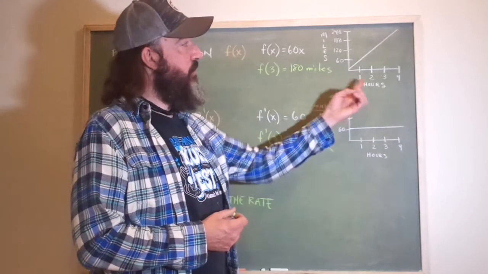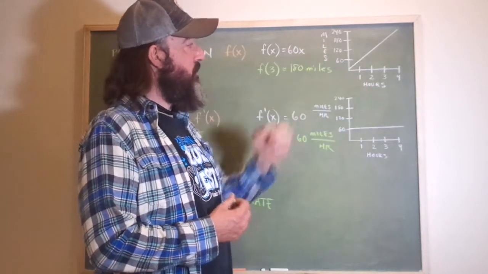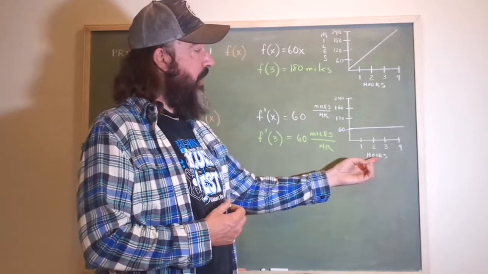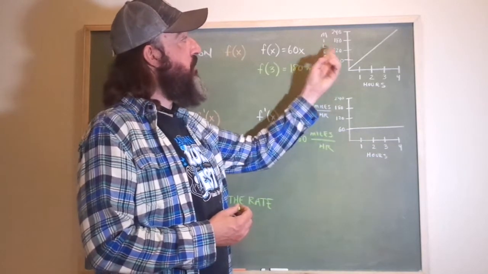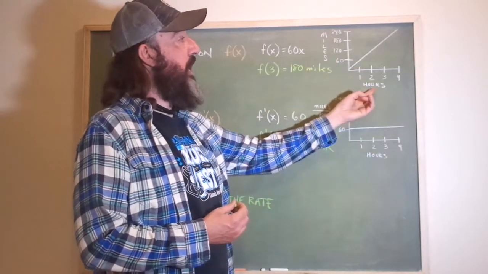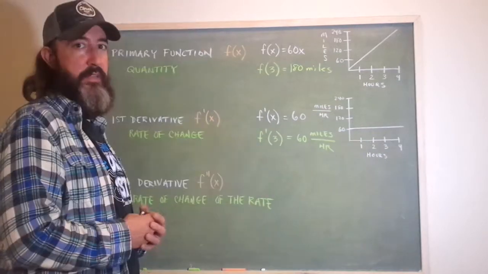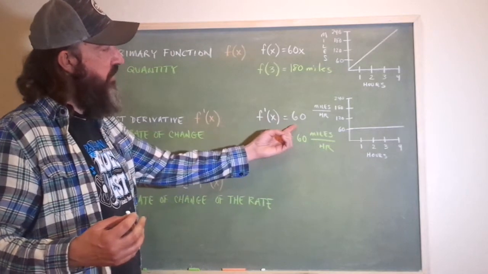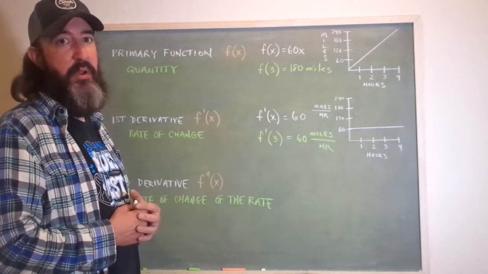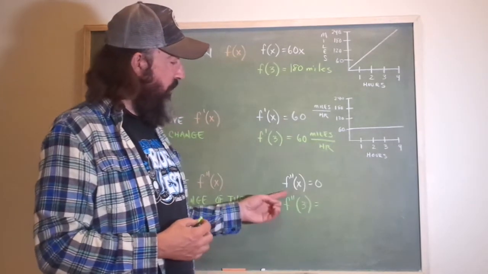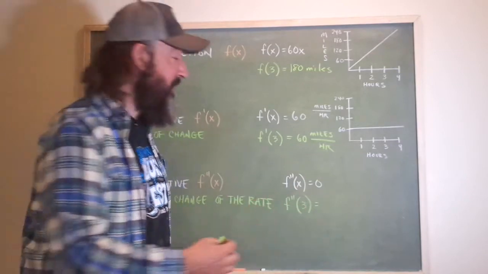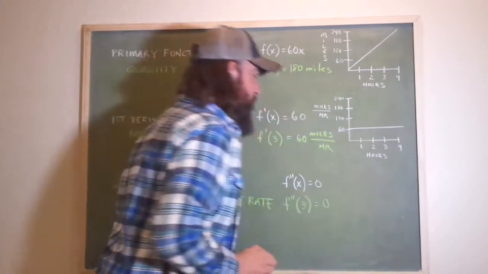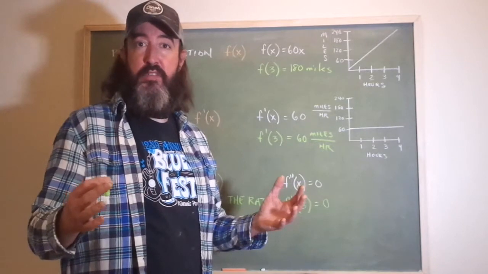In the primary function, we plugged in hours, and we got miles. In the first derivative, we plug in hours, but our output is miles per hour, y over x, or slope. Let's take a look and try to make some sense of the second derivative. Of course, the second derivative, the derivative of 60, is 0. So that means that f double prime of 3, or f double prime of any number for that matter, equals 0.